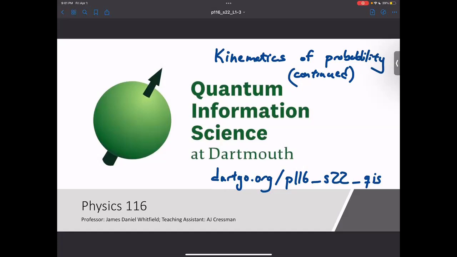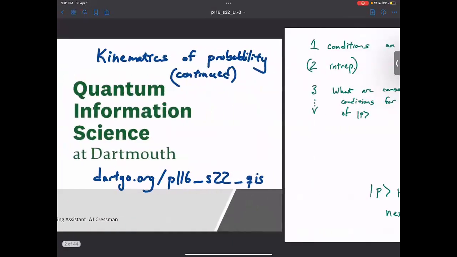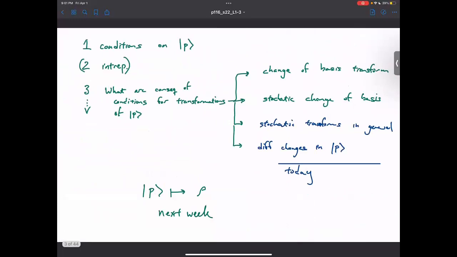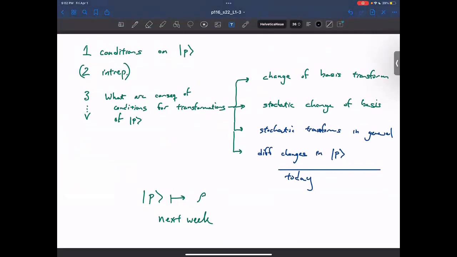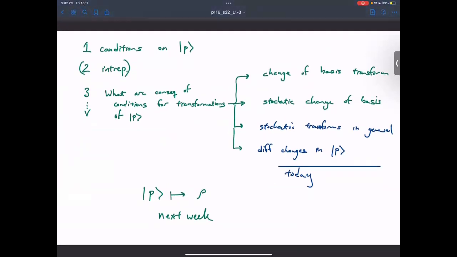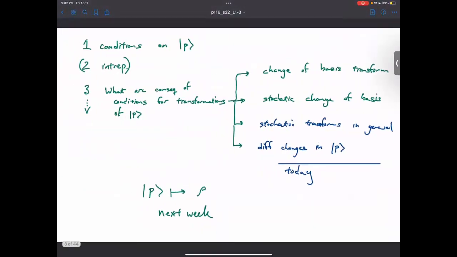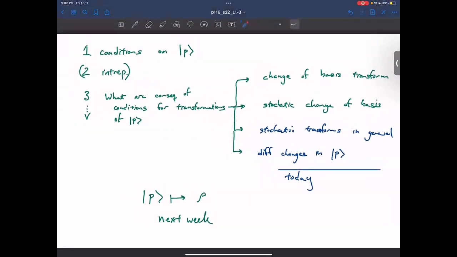So we began with probability, and just to recap where we were last time, we started off thinking about what the conditions were for the probability density vector, P here. We even talked about the terminology of the probability density vector and what the three conditions were. It needs to be normalized, the values need to be real, and they need to be greater than or equal to 0.